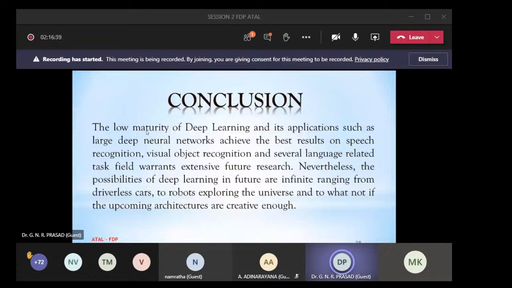Nevertheless, the possibilities of deep learning in the future are infinite, ranging from driverless cars to robots exploring the universe and beyond, if the upcoming architectures are creative enough.